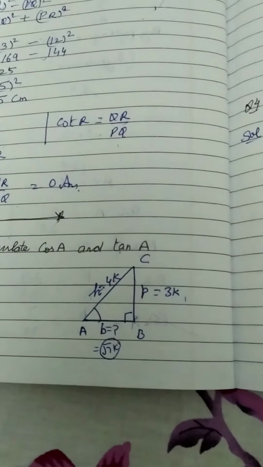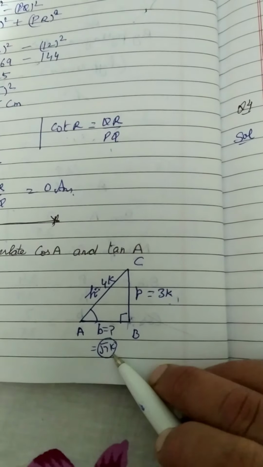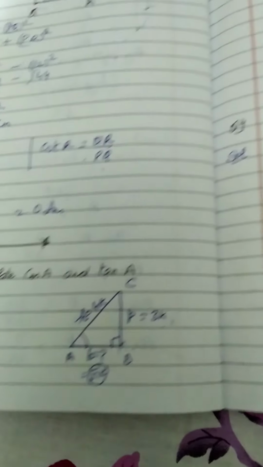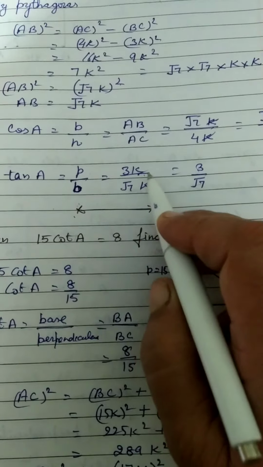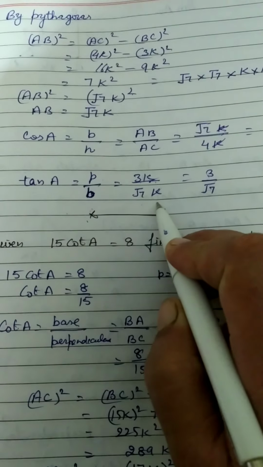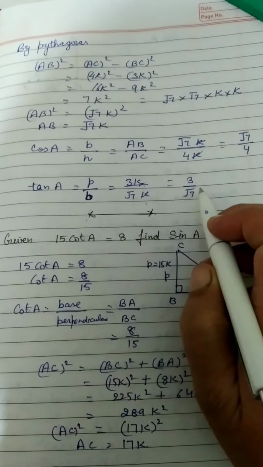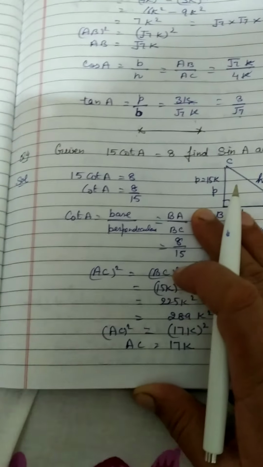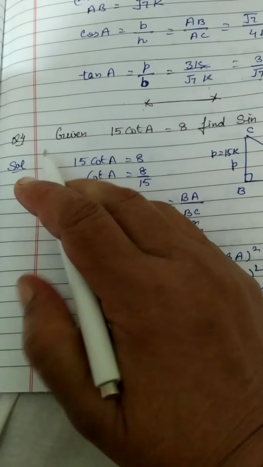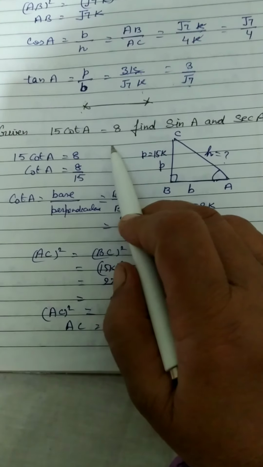Then tan A is equal to perpendicular upon base. For this angle A, perpendicular is 3K and base is square root 7K. Therefore tan A is equal to 3K upon square root 7K, which is 3 upon square root 7. Then the next question is question number 4.